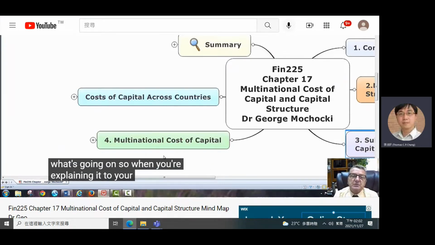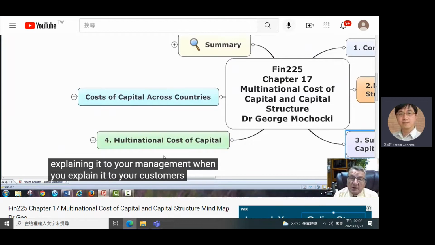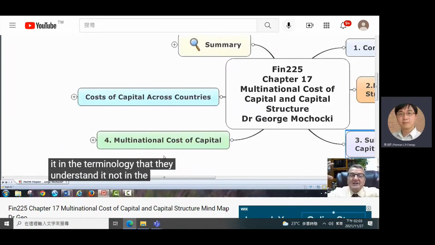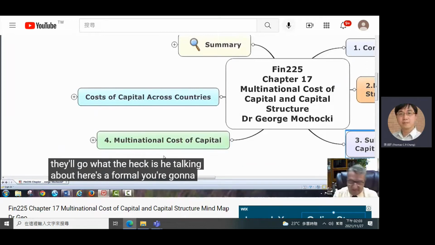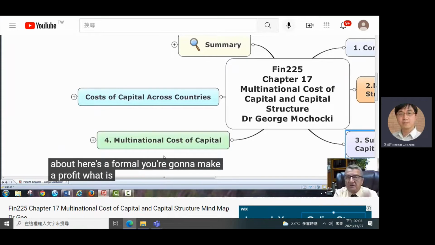So when you're explaining it to your management, your customers, or your shareholders, you should explain it in terminology that they understand, not in the terminology of a finance guru, because they'll go, "What the heck is he talking about?" Here's the formula. Here's how you're going to make a profit. What is going to happen? Here's the risk.